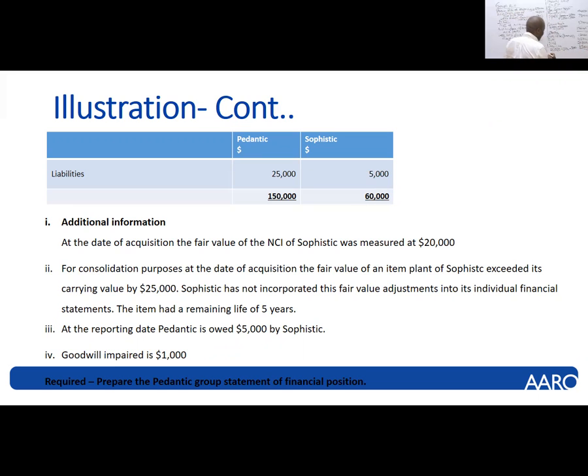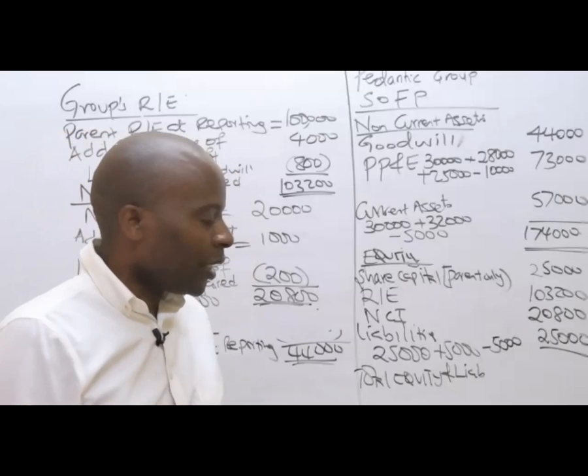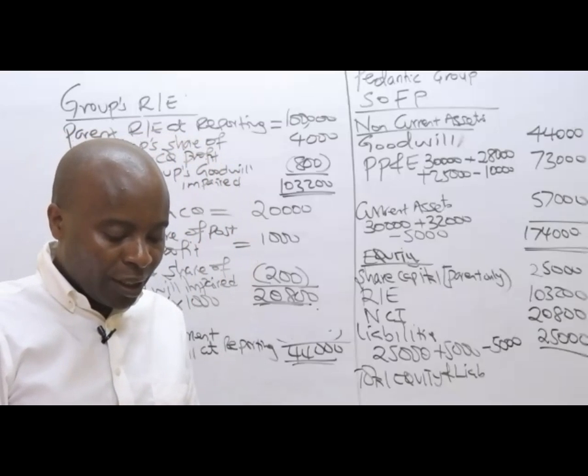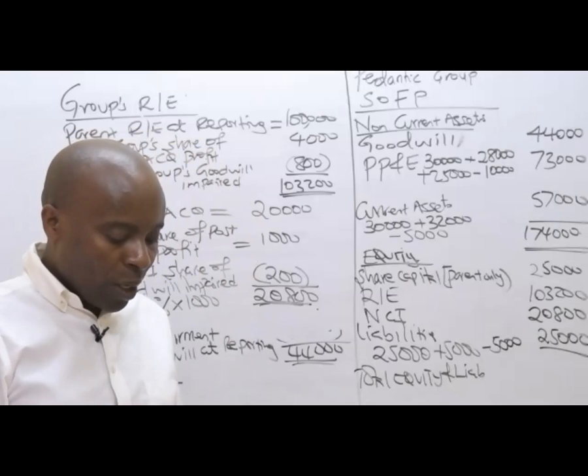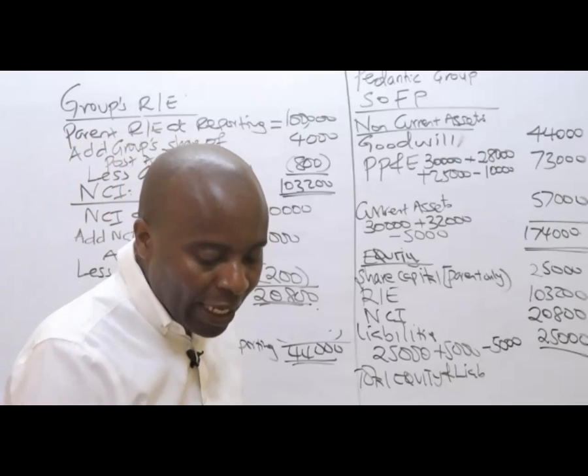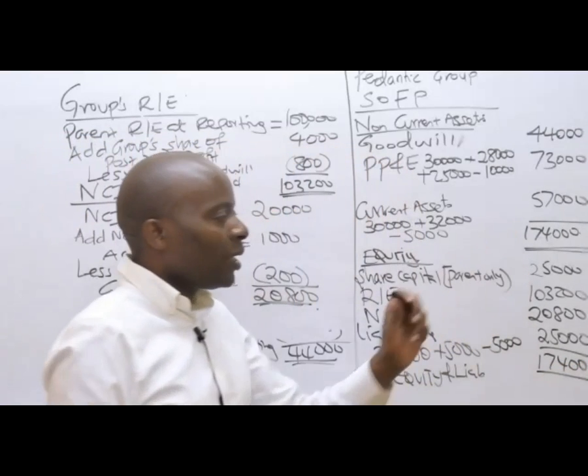So please come and give me here the total equity and liabilities. Give me the total equity and liabilities. So please get your calculator. You have 25,000 plus 103,200 plus 2,800 plus 25,000, giving me 174,000, which agrees with this particular figure that we have here.